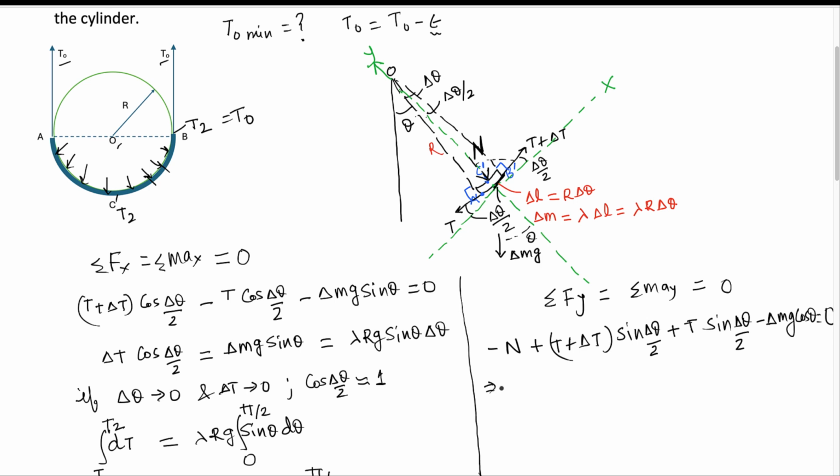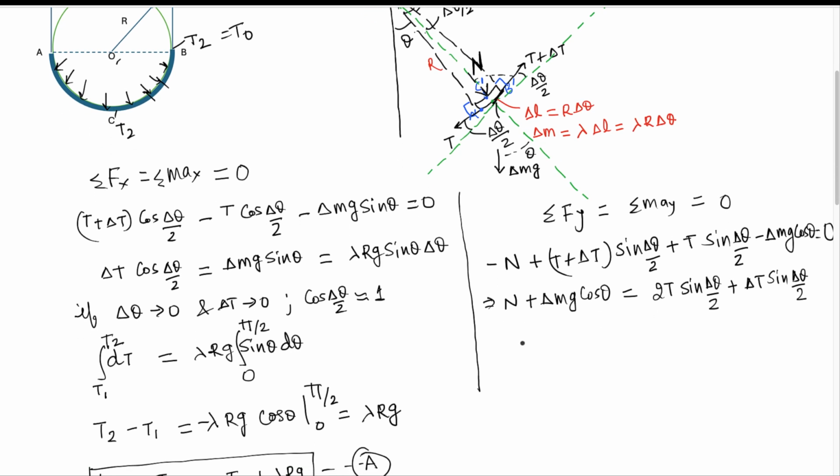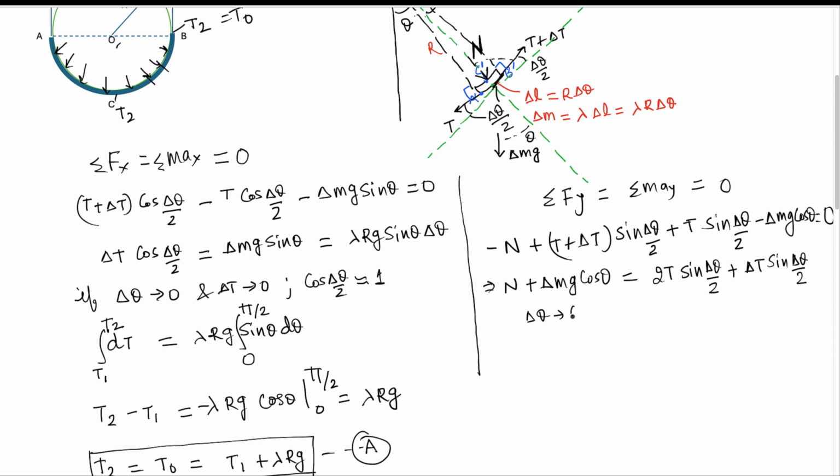Okay, so which means N plus delta m g cos theta equals 2T sine(delta theta by 2) plus delta T sine(delta theta by 2). Now again, delta theta is tending to 0, which means sine(delta theta by 2) I can write as delta theta by 2. And delta T into delta theta by 2 is going to be further small because both are very, very small. So this we can take as 0.